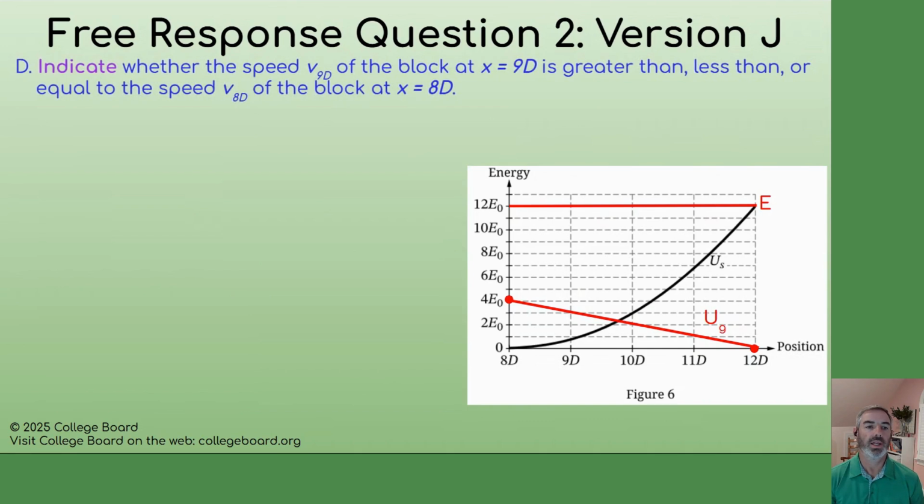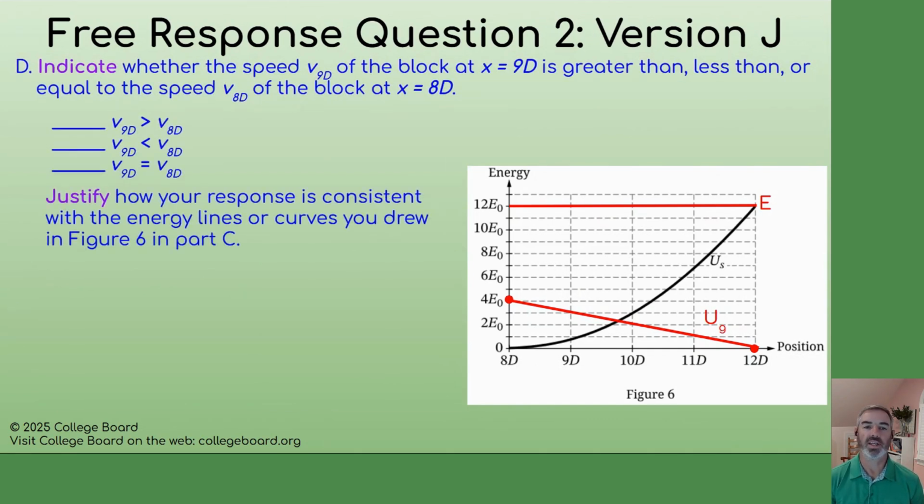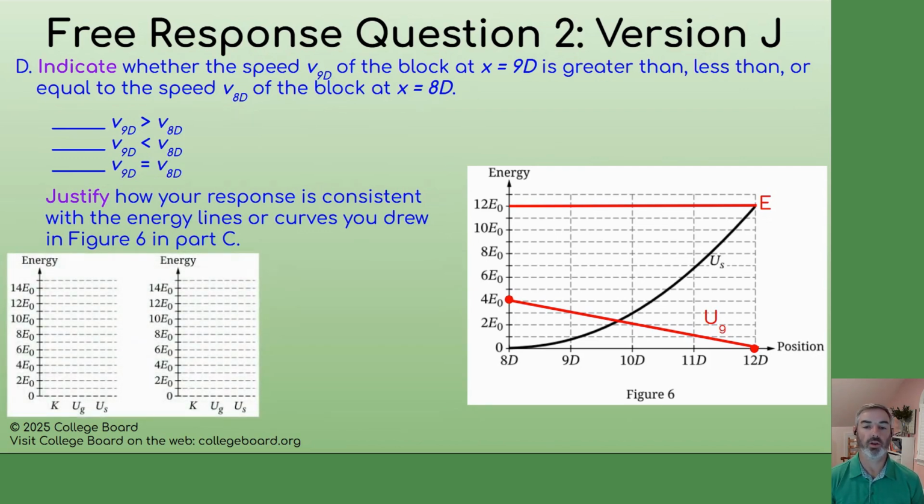Now we want to indicate whether the speed v9d of the block at x equals 9d is greater than, less than, or equal to the speed at position 8d. So we want to justify by using our graph from part C. So if we look at our graph from part C, we have an energy bar chart. We're going to draw our bar chart, and we can see that we have a height of 4 E naught, a gravitational energy of 4 E naught. We have no spring energy, so we can draw 0, which means if we've got 4 E naught, that means we've got a kinetic energy of 8 E naught as a total of 12 for our energy.